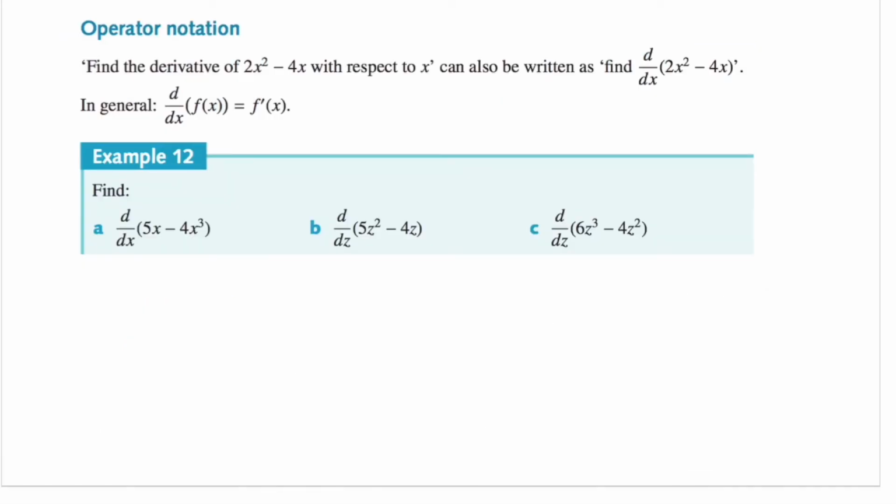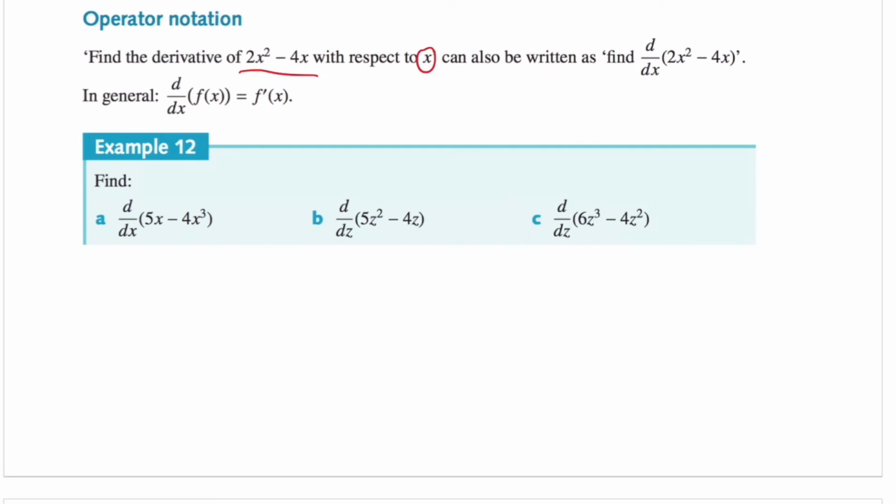Okay, now we're looking at operator notation. So operator notation is that the operator gives you the derivative. So let's say we want to find the derivative of 2x squared minus 4x with respect to x. This can also be written as d over dx of that function. So we're basically trying to find the derivative of this function. As you can see, although we have different notations, we're basically finding the same thing.